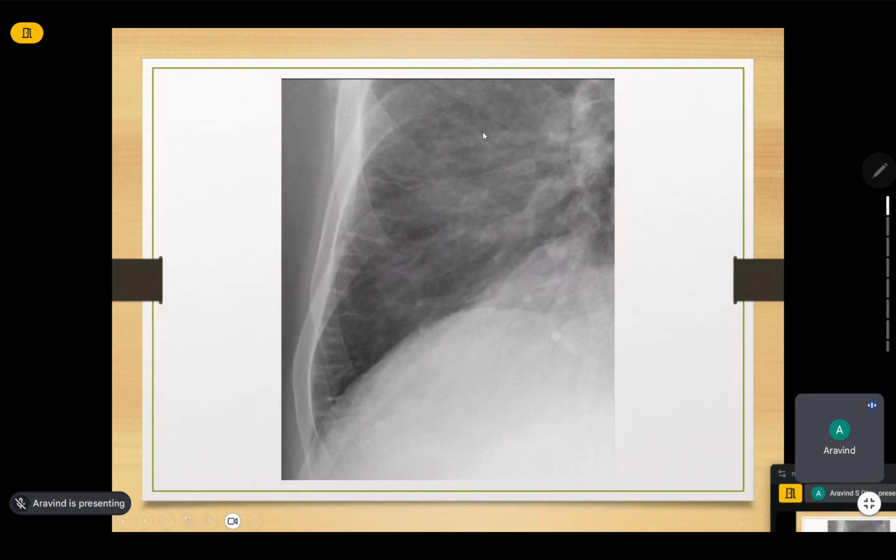In this X-ray, you can see a sort of opacity, where the shadowing is almost similar to consolidation. Slightly, you can see bronchogram-like things here, but there are certain lines visible here. At the lateral edges, you can see these horizontal linear things. These lines are called Kerley B lines, or the septal lines.